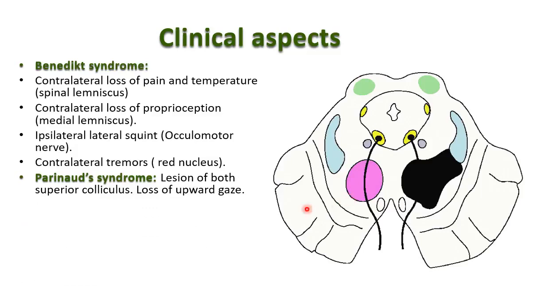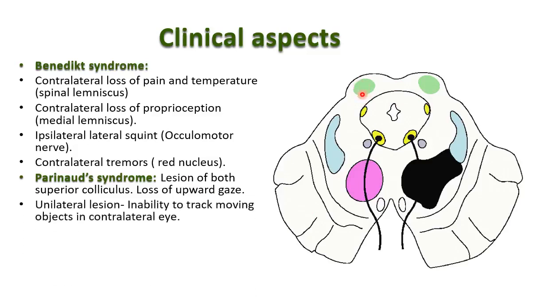And what is Parinaud syndrome? When there is a lesion of both superior colliculi, mainly due to the blood supply, there is loss of upward gaze, because the control of upward gaze lies within the superior colliculus. When there is only a unilateral lesion, conjugate gaze is lost, so the patient is unable to track moving objects. As the object moves, both eyeballs should track the movement. That conjugate gaze is lost because of the unilateral lesion.